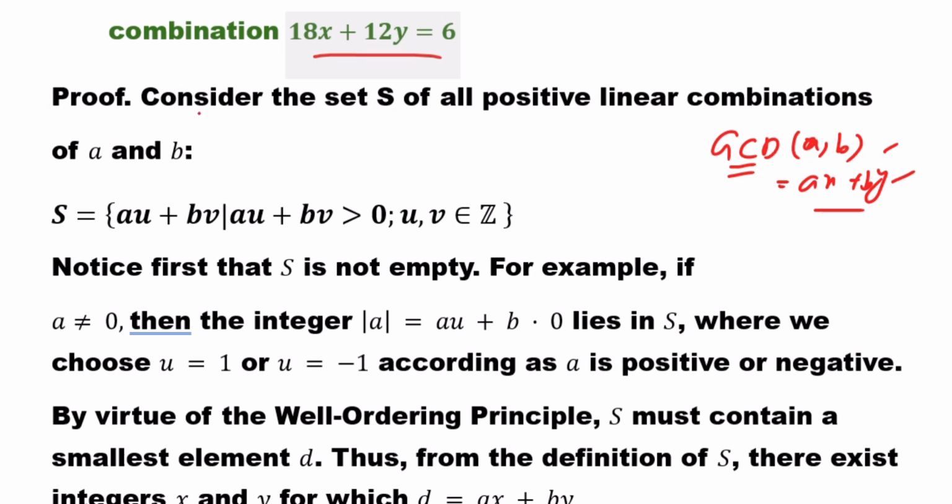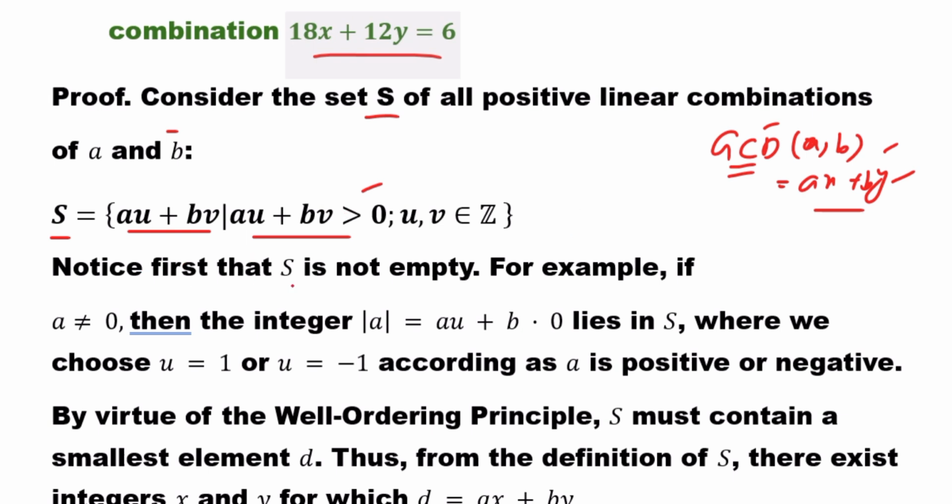So firstly, we consider the set S of all positive linear combinations of a and b. This is the set S, that is the set of all linear combinations au plus bv, where au plus bv is greater than 0. Why are we taking positive linear combinations here? Why are we not considering negative linear combinations? Because this is actually the definition of GCD. GCD is always a positive integer, and we have to show that GCD is a linear combination of a and b. So that's why we are not considering the negative case here.